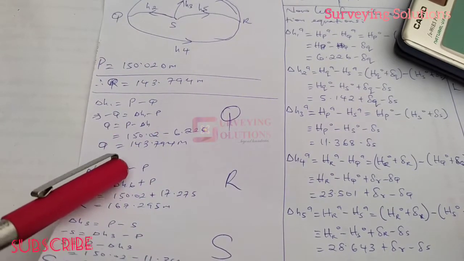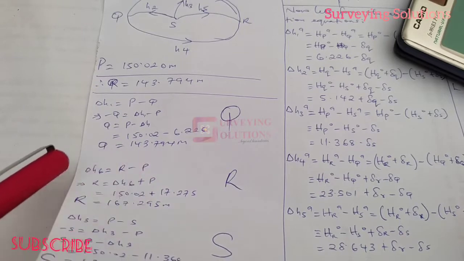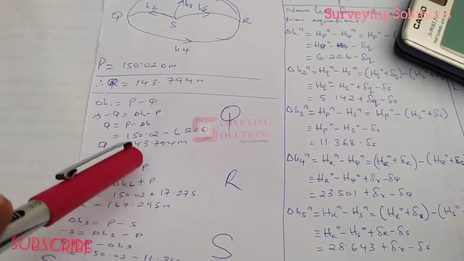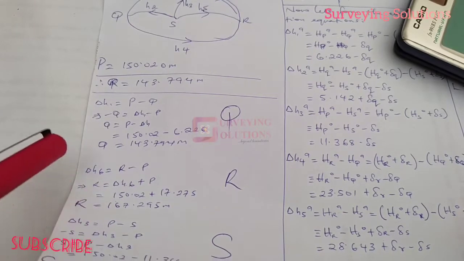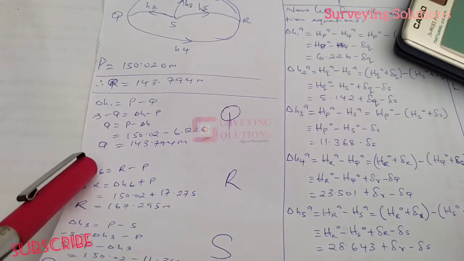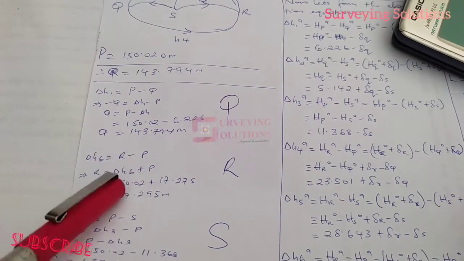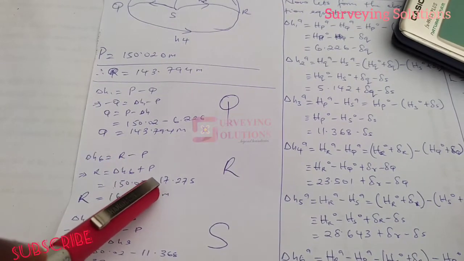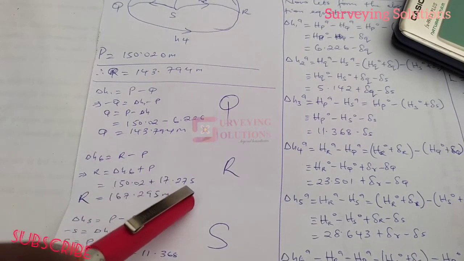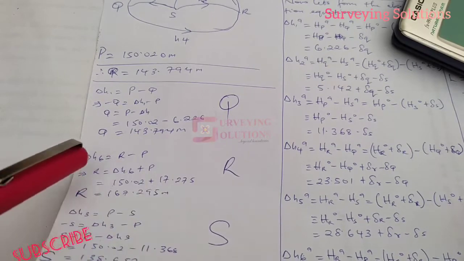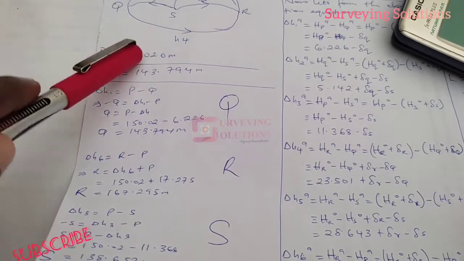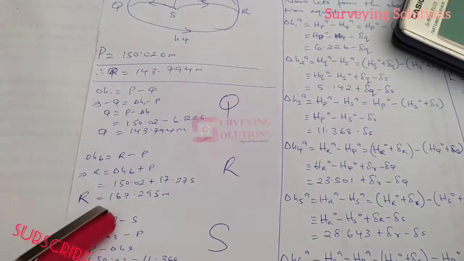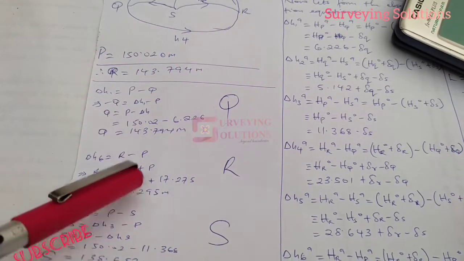So this implies that our arrow here will now be this change in H6 plus P, because this has a minus sign. So when it crosses the equality sign, it turns towards positive, right? So it now becomes plus change in H6, and then our change in H6 that was given to us from the question is 17.275 meters. So you add that to the value of P, which was given to us, the benchmark 150.020, it will give you the provisional, or the observed heights of R.